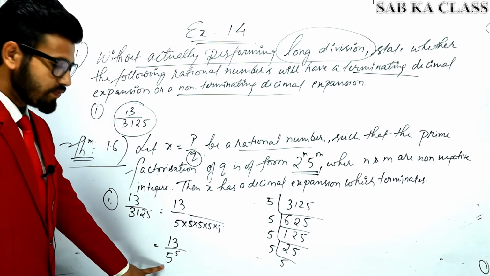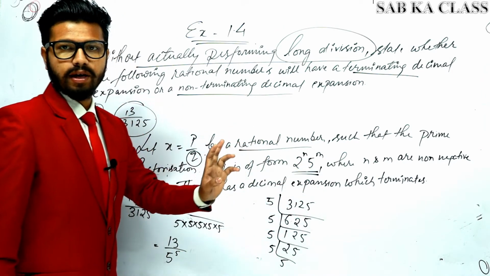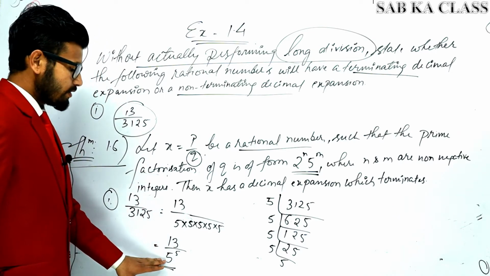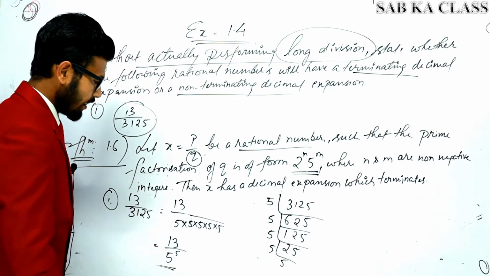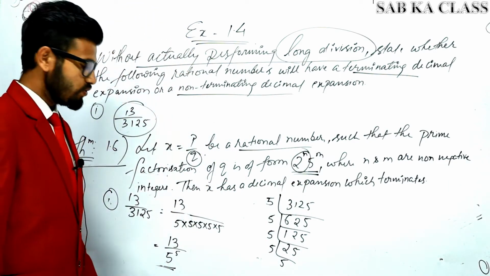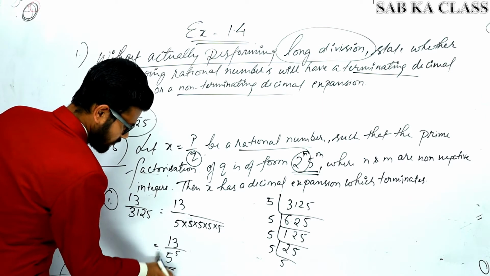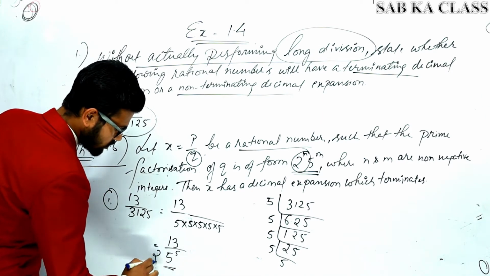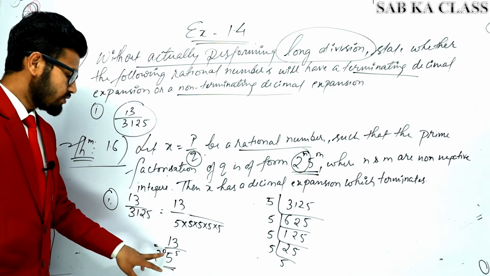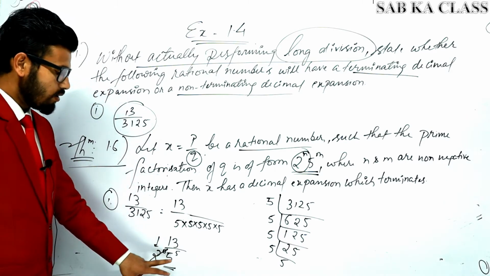As you can see, the denominator is in the form of 5 to the power m. The prime factorization of this is only 5. And you may ask, what about 2? Sir, there is no 2. There is also a 2, but the power is 0. And we know that 2 to the power 0 is 1, so we do not write it.